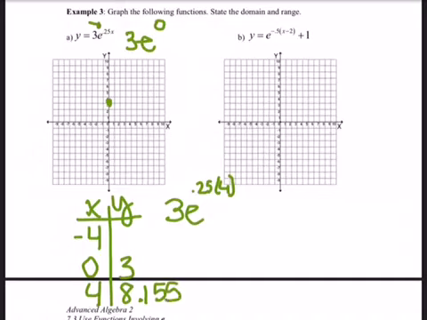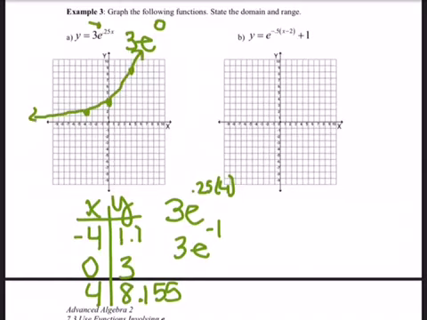So if I go out to 4, I'm going to go up to 8, and it's just barely bigger than 8. If I plug in negative 4, it's going to give me a negative 1 in the top. So that's going to be 3 over e, so 3 divided by e to the first power is 1.1 essentially. So my graph is going to do something like this.